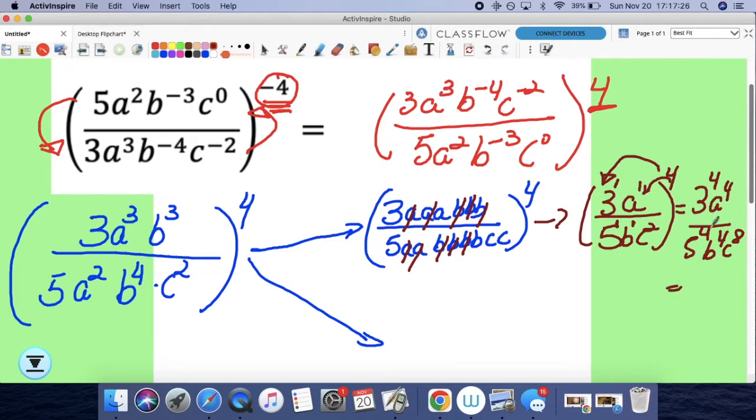We can change that one more step. 3 to the fourth power is 3, 9, 27, 81. The bottom is going to be 5 times 5, 25, 125, 625. And then b to the 4th, c to the 8th. Okay.